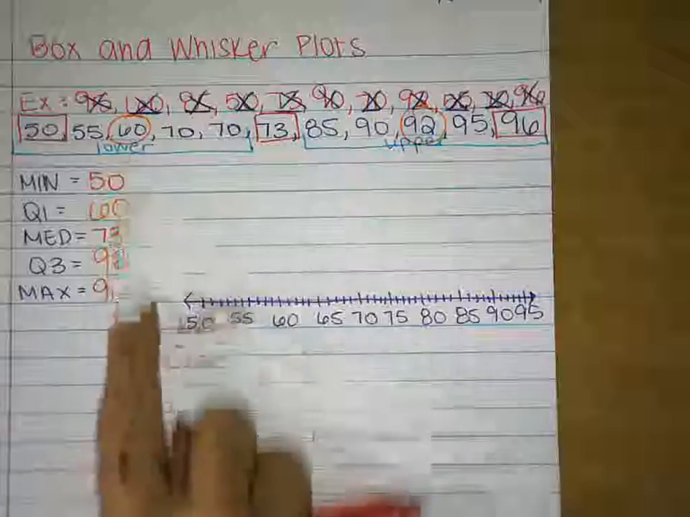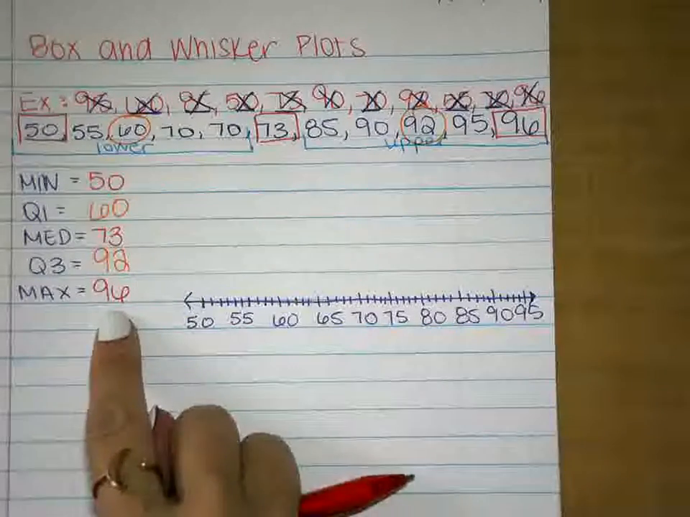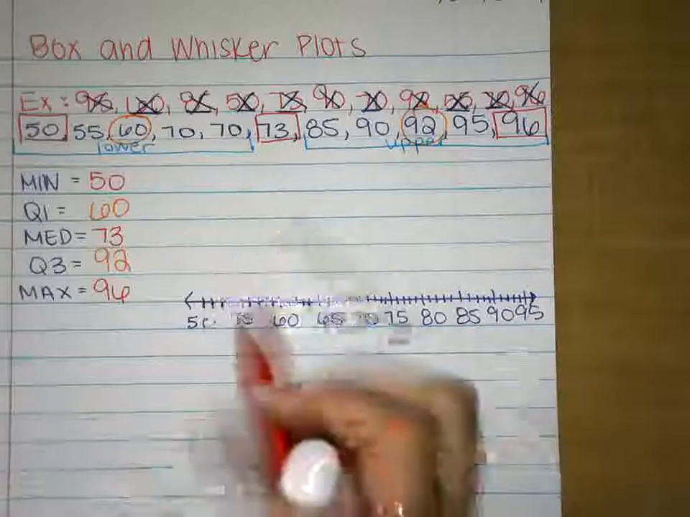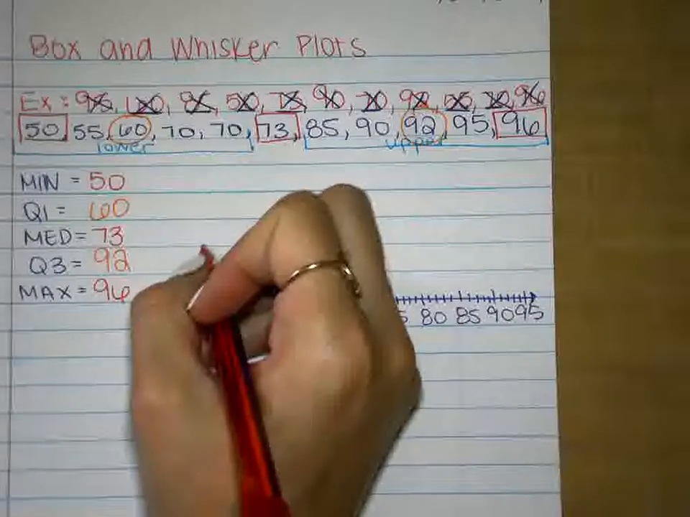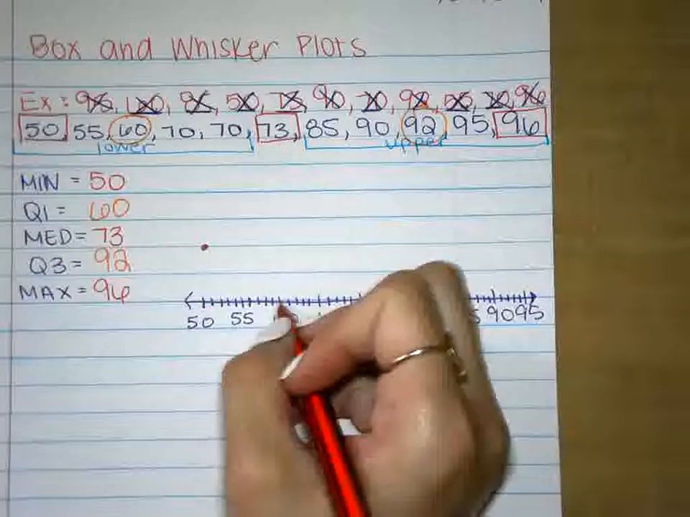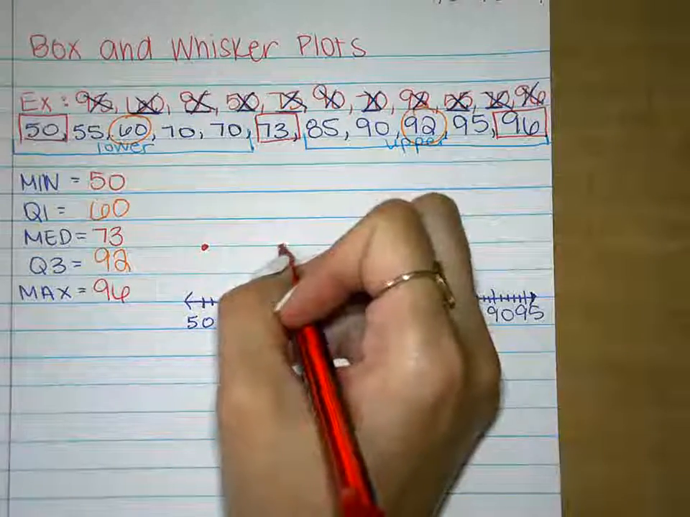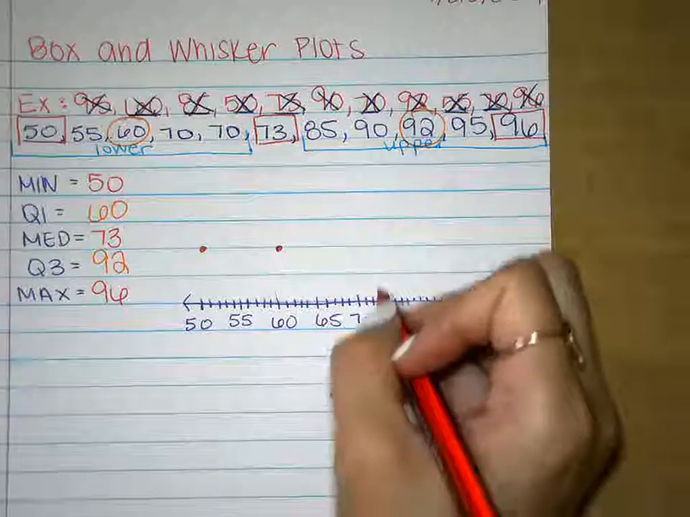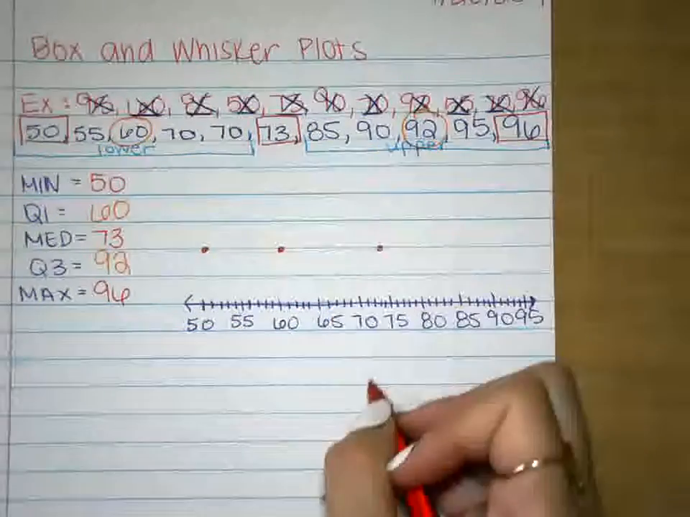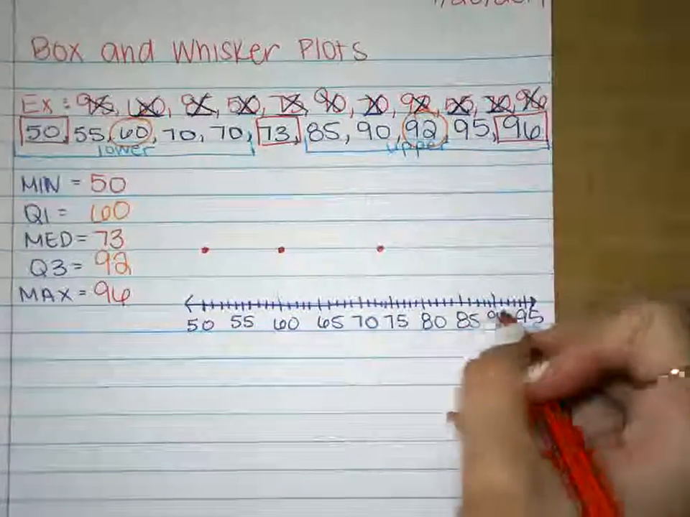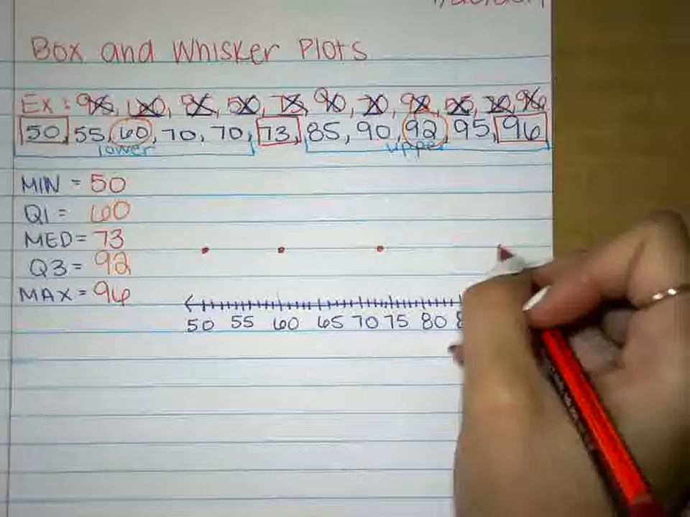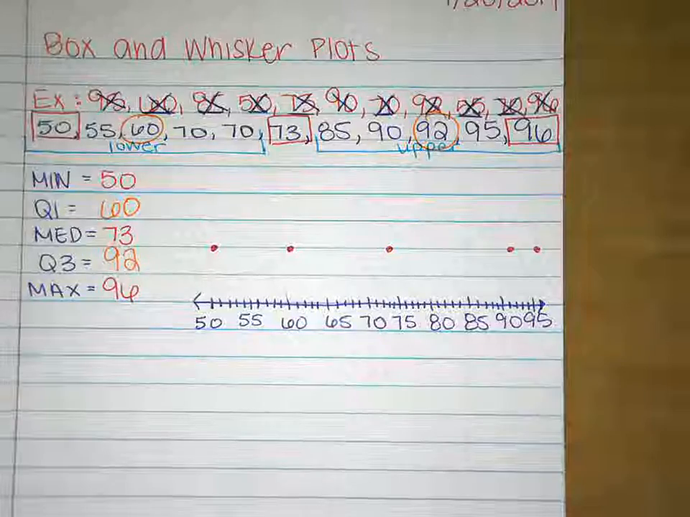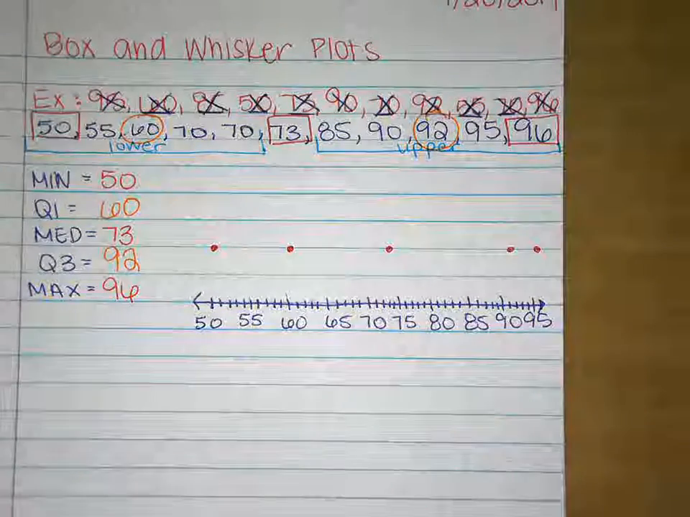Once you've drawn your number line out, you need to put these 5 numbers with dots, but instead of putting them on the number line, we're going to put them above the number line. So I see 50, now I'm going to put a dot above 50. I see 60, a dot above 60. 73, well here's 70, 71, 72, 73. So above 73. Then I see 92, so I'm going to go 90, 91, 92. And then I see 96. And I have 5 dots in a row.